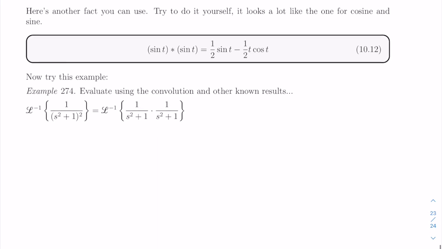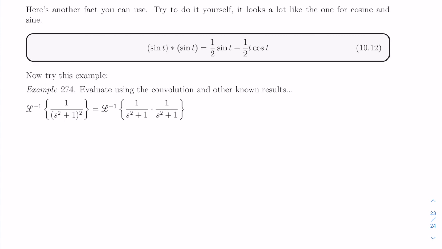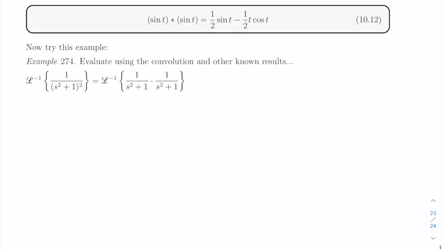Moving on here. Here is one that there might be a homework problem on, showing where this thing comes from. So if that's the problem, then you get to do it yourself. But I'm going to just assume it right here. So the convolution of sine with itself is 1/2 sine t minus 1/2 t cos t.